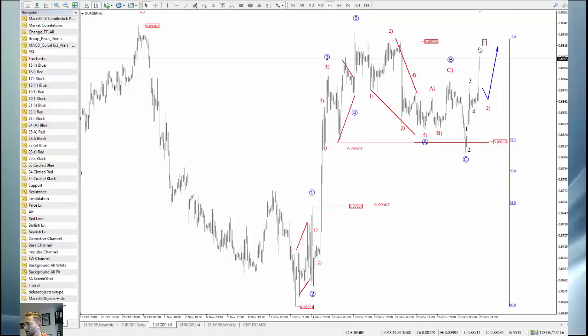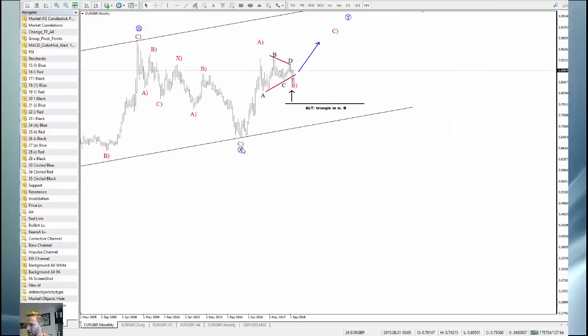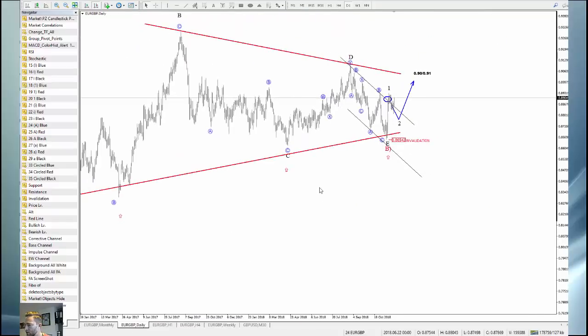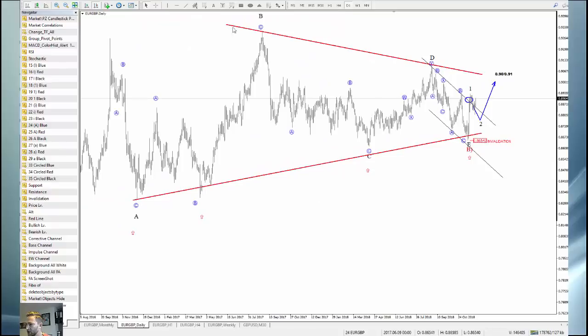But the idea is that I think that Euro Pound is headed to the upside, and likely we are going to see the market turning back to the upper side of this big contracting range. So I'm looking actually for a triangle.